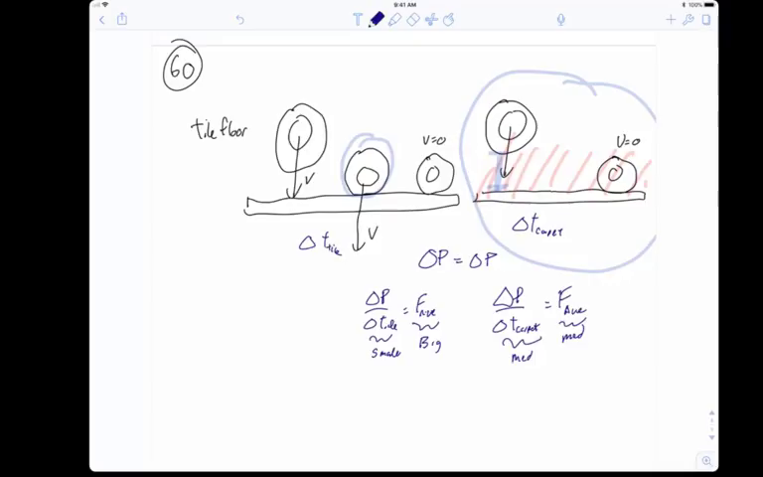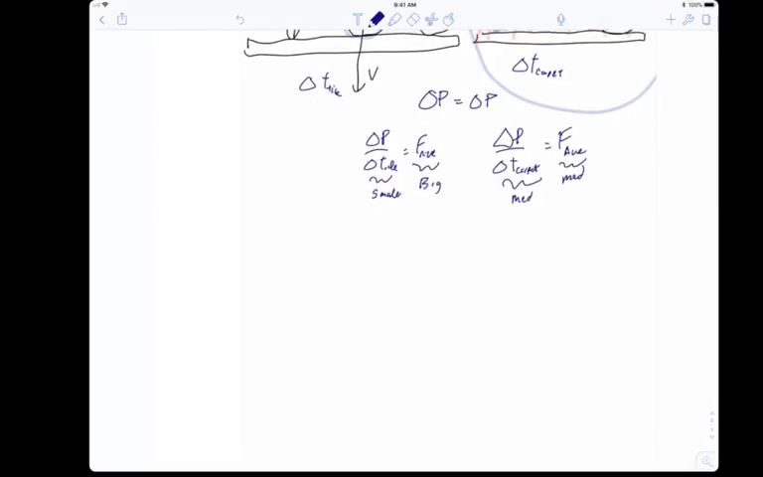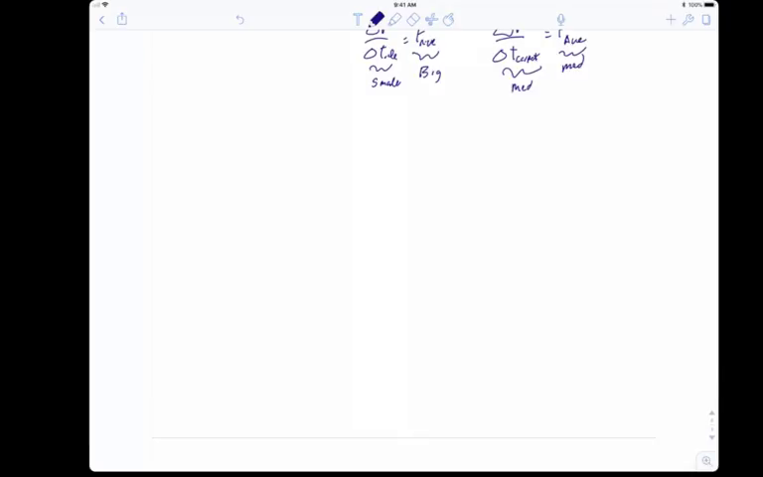What's the next question? 68. All right. Back to it. So yeah, for this question here, the plate feels more force. The amount of momentum has to change by the same amount, but the force is applied over a much shorter time, and so it feels more force.